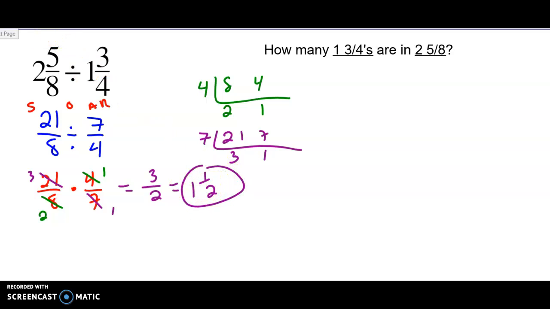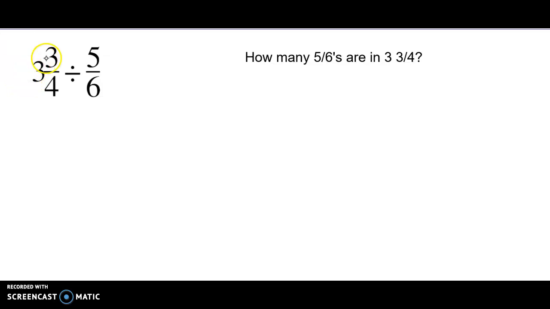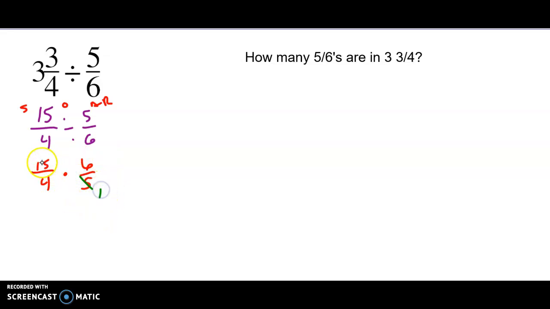All right, let's do another problem. 3 3/4 divided by 5/6. First, got to make them improper. 3 times 4 is 12, plus 3 is 15, over 4, divided by 5/6. Now, same, opposite, and reciprocal. So 15/4 times 6/5. Cross-simplify. 5 divided by 5 is 1. 15 divided by 5 is 3.